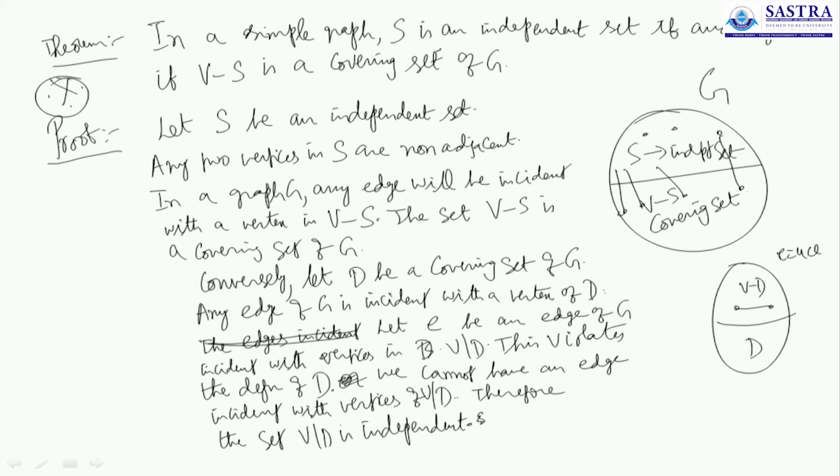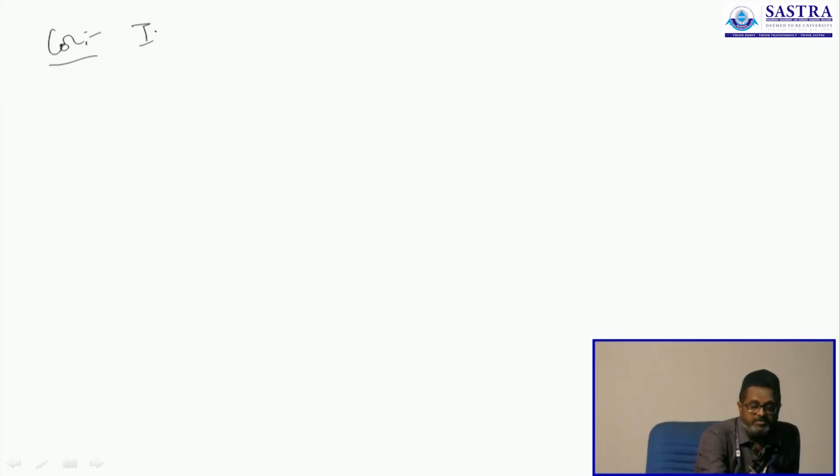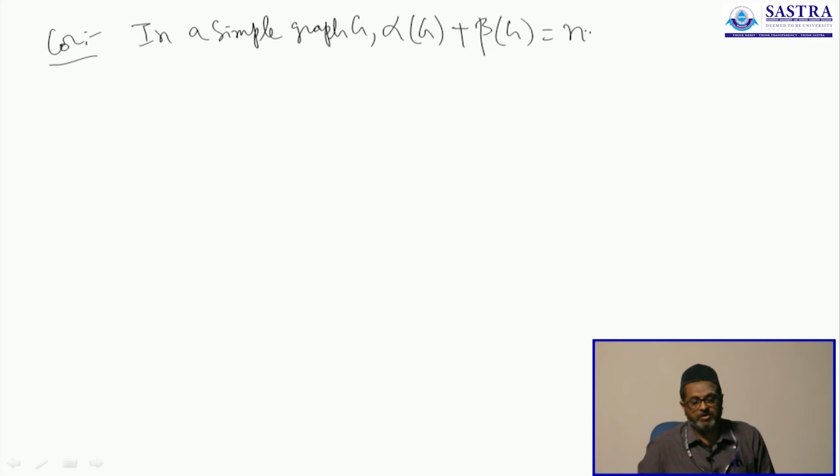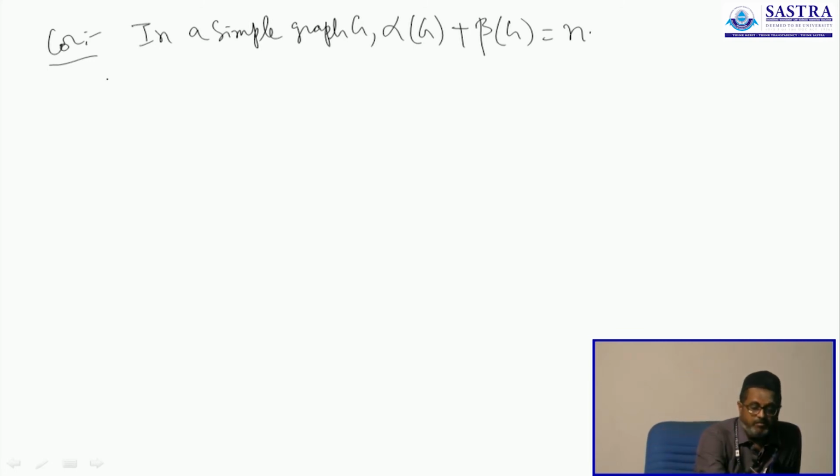Because in most cases we will be finding the independent set, and it is not that easy to find the independent set of a graph. So in that case what we do is we find the complement of an independent set, namely the covering set, which is a little bit easier when compared with finding the independent set. And as a corollary to this theorem, you have a relationship here: in a simple graph G, alpha of G plus beta of G is equal to n, where n is the number of vertices. You can get it from the theorem proof.